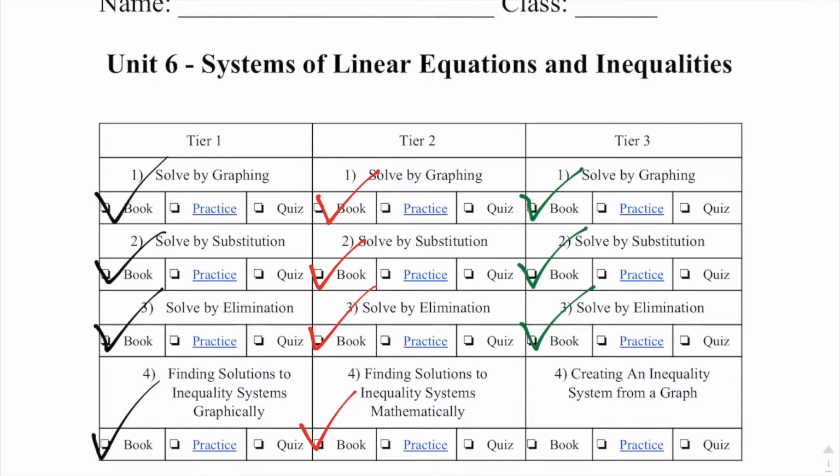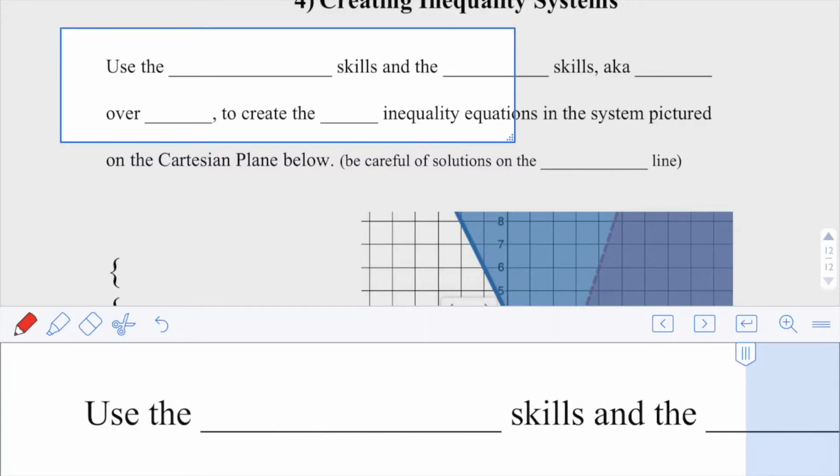Hello, Algebra 1 students. Here we are in Unit 6, Tier 3, Lesson 4, Create an Inequality System from a Graph. Check off our booklets. Here we are in Lesson 4 of Tier 3, Creating Inequality Systems from Graphs.